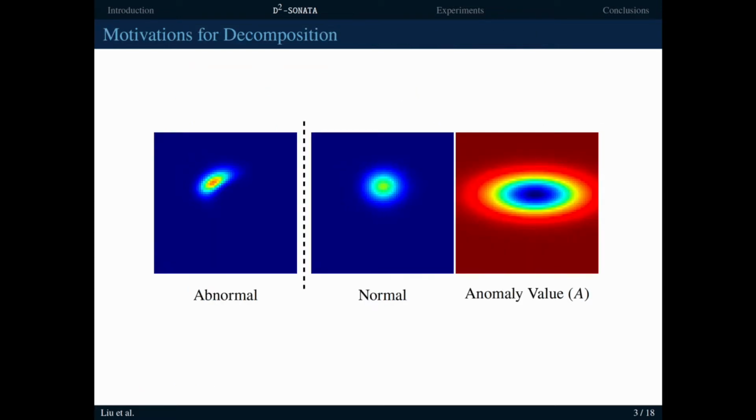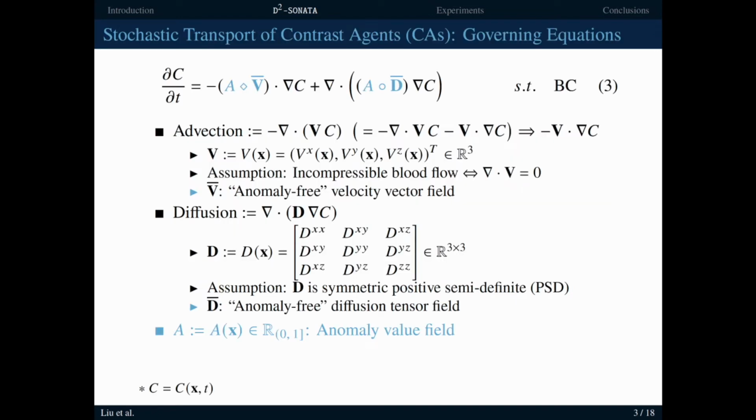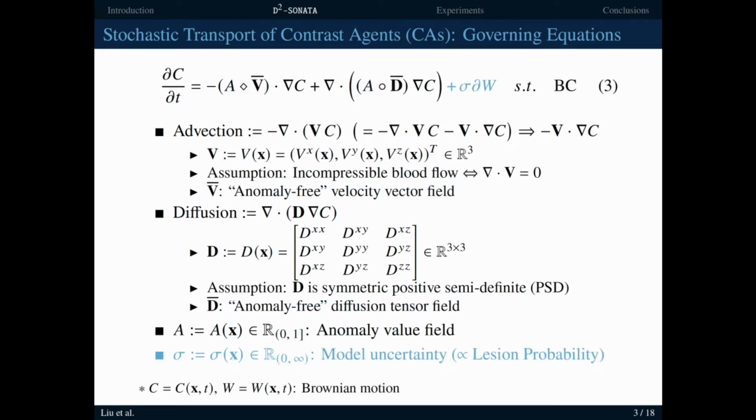On the other hand, we also want to know about the potential abnormal patterns that cause the pathologies. Therefore, we design our predicted velocity and diffusion fields to be anomaly decomposed, such that each is constructed by the anomaly field and its corresponding anomaly-free field. We further establish a stochastic system to consider the model's prediction uncertainty.